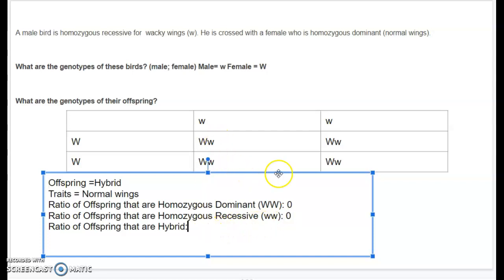Now, out of the 4, we're looking for the hybrid. A hybrid means we have a capital and a lowercase. And out of the 4, we actually have 4. So 4 of the offspring would be hybrid genotypes. Now, this is how you are going to be doing some of these Punnett squares. This is when they only have one of the dominant genes.